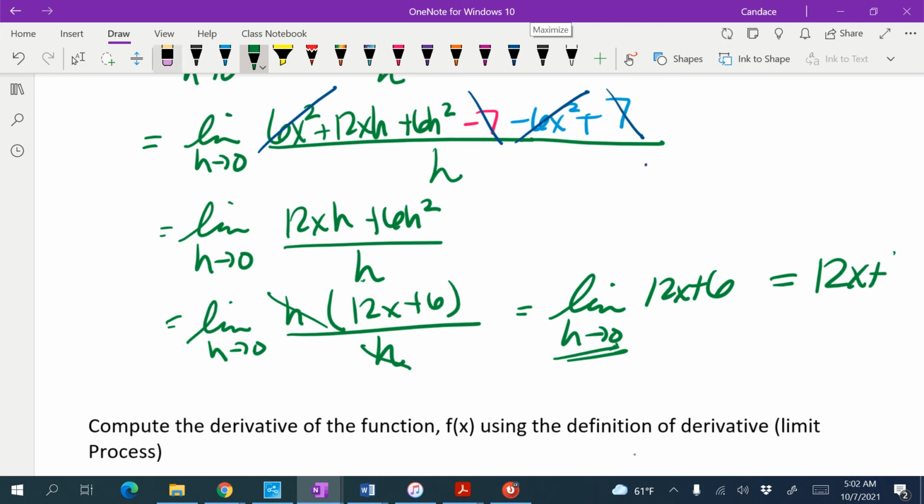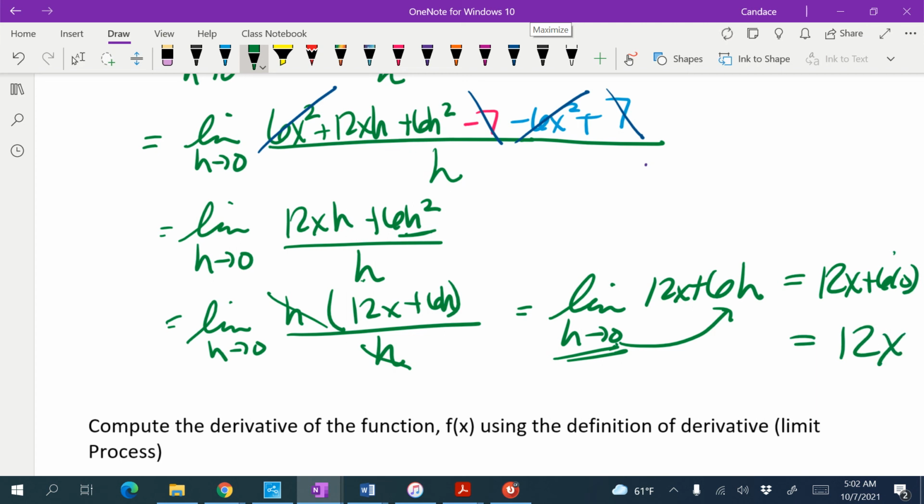There's a problem. Sorry. I should have an h. When I factored out, look at what I did. I left an h out, so it's going to be 6h. Now I'm going to plug that 0 into that value right there for just the h. So 12x plus 6 times 0. So my final answer is just 12x.